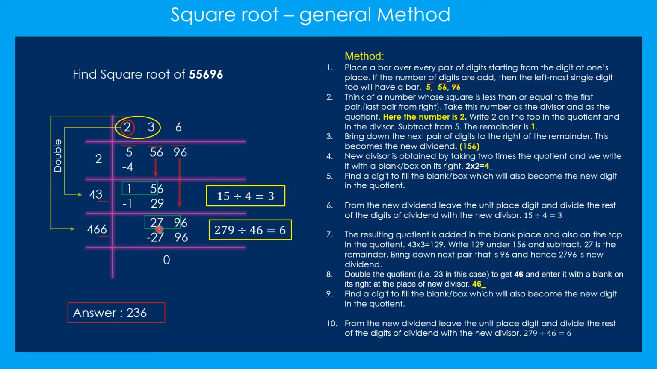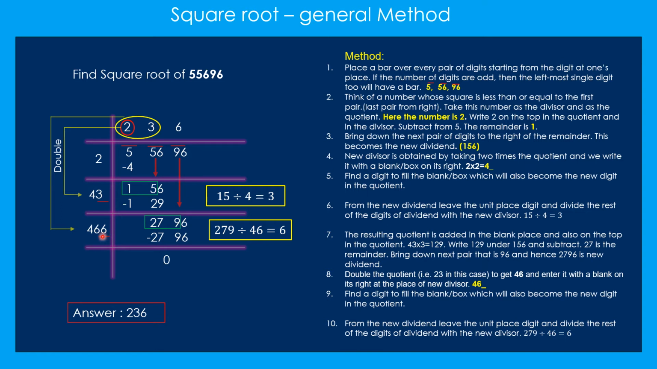So after you get the remainder 27, you bring down the next pair of numbers, 96. So your new dividend is 2796. So again, you have a new dividend 2796. You have to find the divisor. So how do you find the divisor? You double the quotient here. The quotient here is 2 and 3. So we double 23 and we write here 46. And in front of 46, toward its right, we just write a blank space. After you write the blank space, we need to find the digit.